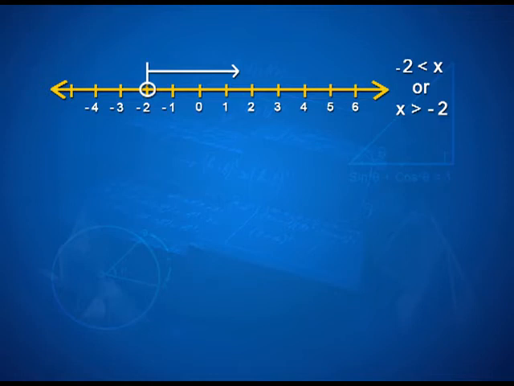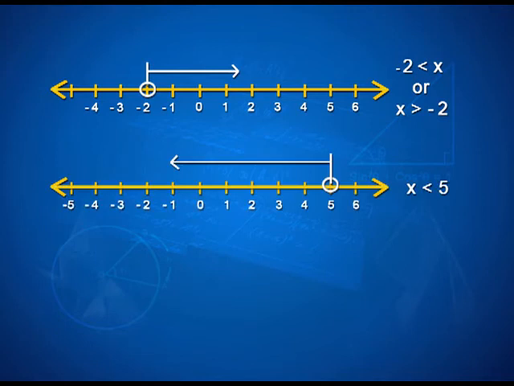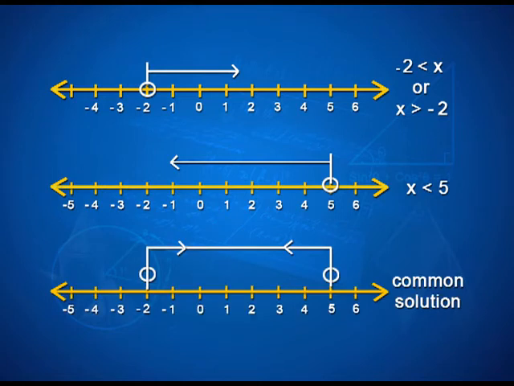Let's plot these two inequalities separately on the number line. For x greater than minus 2, the graph of the inequality would look like this, and for x less than 5, the graph of the inequality on the number line would look like this. Now, since we have to look for a common solution for minus 2 less than x less than 5, we have to find the region which is common to both the figures. The region common to both the figures would lie between minus 2 and 5 and would look like this.